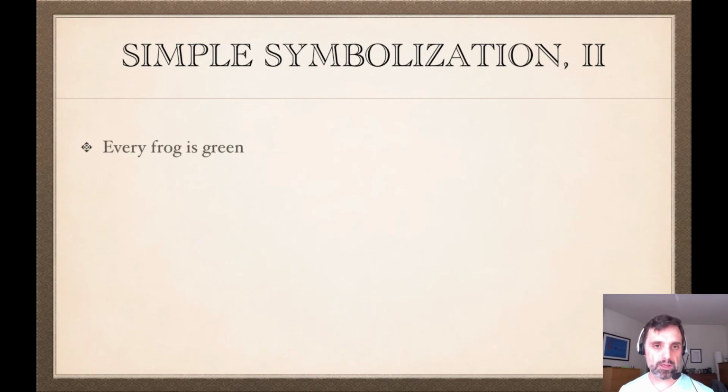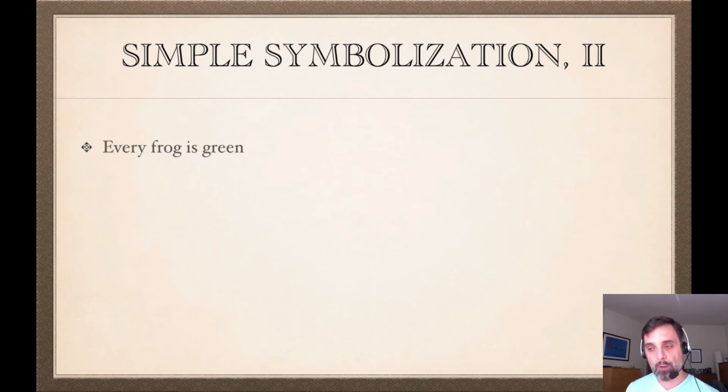What about every frog is green? Well, this is tricky. You might think it's all x, Fx and Gx, but think about what that says. That says everything is such that, or each thing is such that Fx and Gx is true. So what does that mean? It means that Fx and Gx is true of me, and Fx and Gx is true of you, and Fx and Gx is true of this mouse, and of this keyboard, and so on. And Fx and Gx is true of none of those. Why? Well, because I'm neither a frog nor green, and you're neither a frog, and I assume not green, and the mouse is not a frog, and it's not green, and the keyboard is not a frog, and it's not green.